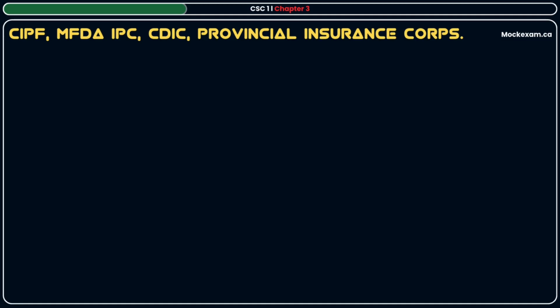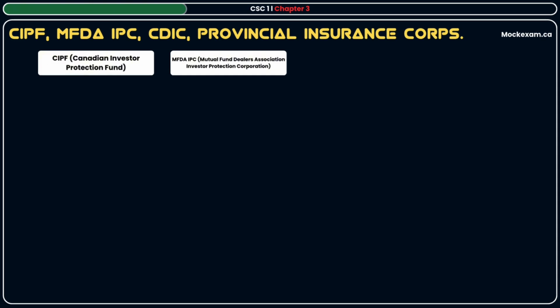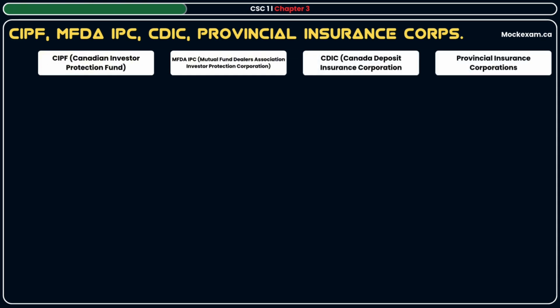Let's get to it. All right, let's compare CIPF, MFDA IPC, CDIC, and provincial insurance corporations on 5 different factors. These 4 organizations take care of the insurance part of our securities, our investments, and deposits. Starting with coverage type, CIPF protects client assets, both securities and cash, held by member investment firms. So here, member investment firms means those financial institutions that are regulated by IIROC.